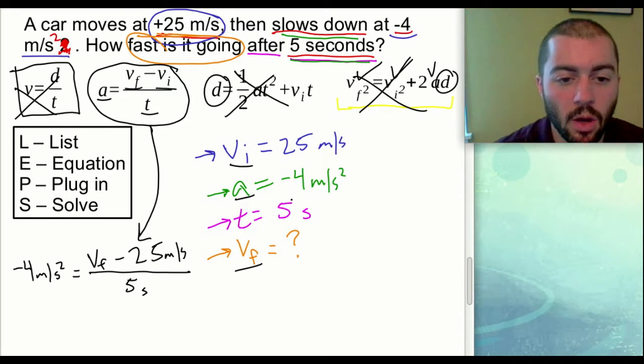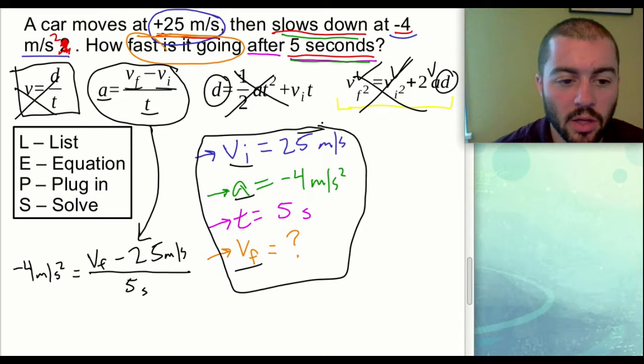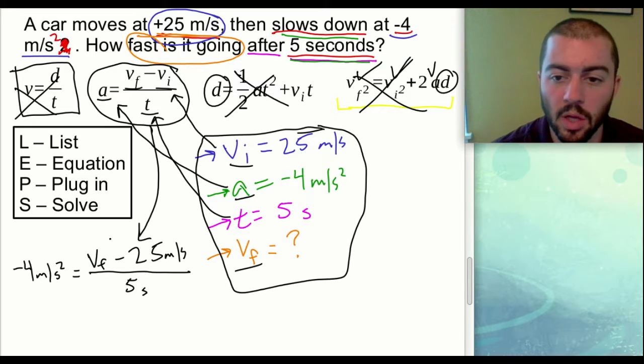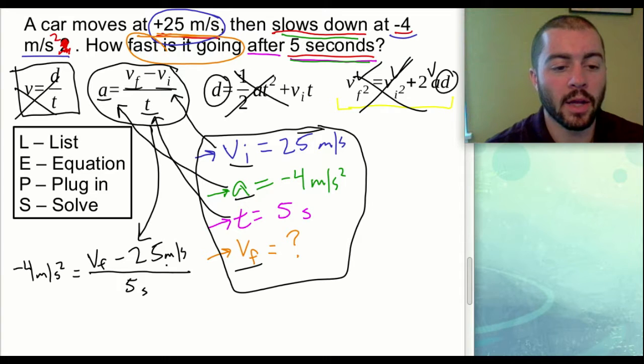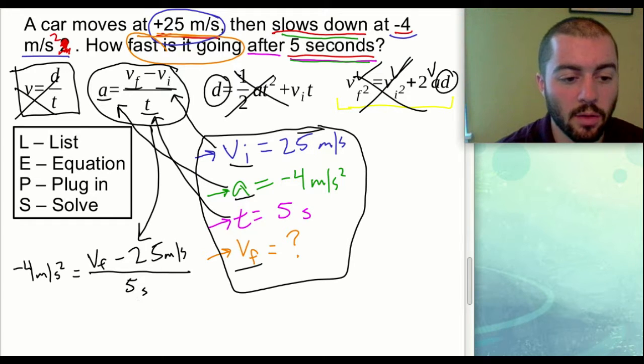Okay, so all we've done here is taken our list of information and plugged it into the formula with each variable going into the appropriate spot, right? So VI goes into the VI spot in the formula, A goes into the A spot in the formula, T goes into the T spot in the formula, and that's how we plugged all these numbers in here. All right, so the final step is to solve our equation.